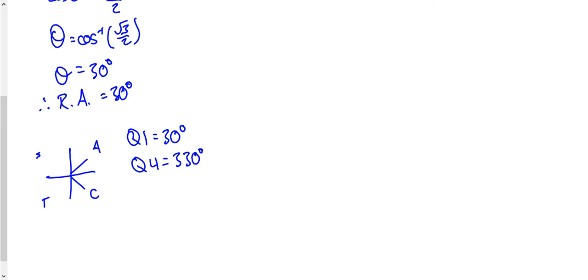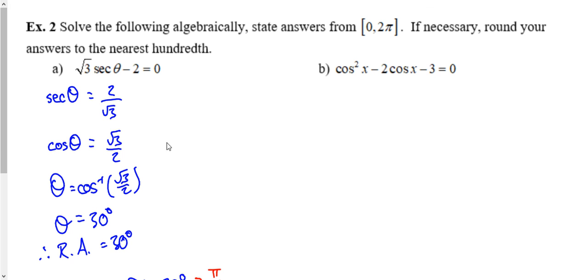And mind you, this wasn't what we wanted for an answer. We wanted an answer in terms of radians, so let's convert. This is pi over 6 and 11 pi over 6. And so now our answer is in the proper units, or proper angle, actually.